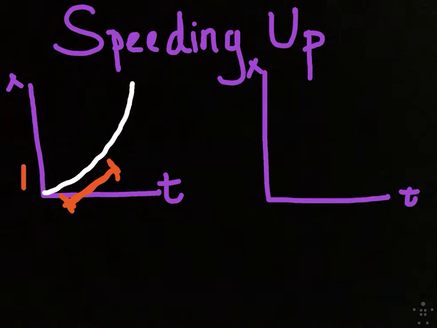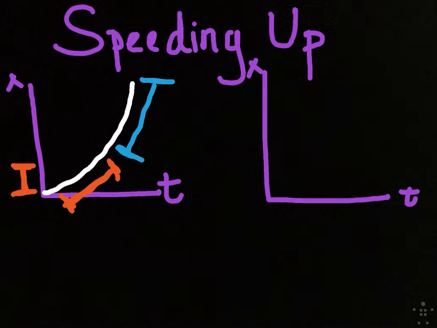the object doesn't cover much distance. There's a very small portion of the graph being used. But in the second half of the graph, this one here, there's a lot of distance being covered in about the same amount of time. And if you cover more distance in a shorter time, obviously you're going faster. So this object started slow and sped up, so we have speeding up motion.